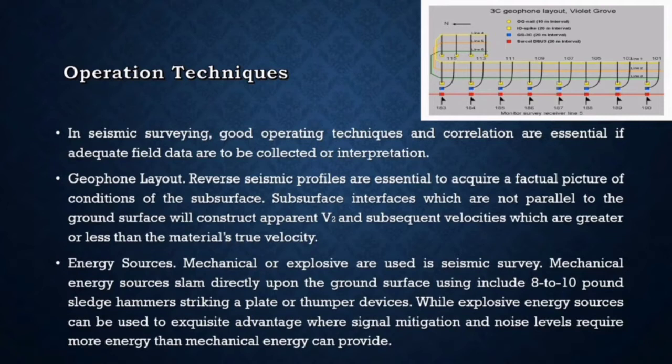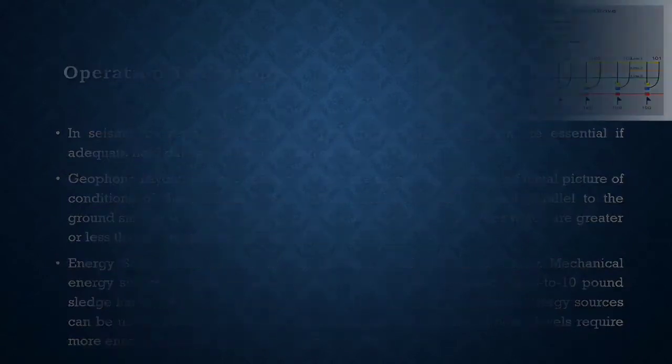Energy sources. Mechanical or explosive sources are used in seismic surveys. Mechanical energy sources strike directly upon the ground surface, using 8 to 10 pound sledgehammers striking a plate or tamper devices. Explosive energy sources can be used to great advantage where signal attenuation and noise levels require more energy than mechanical energy can provide.